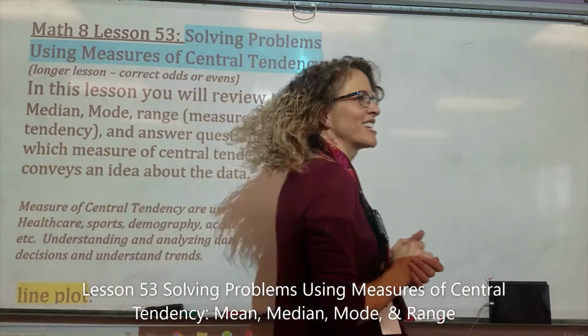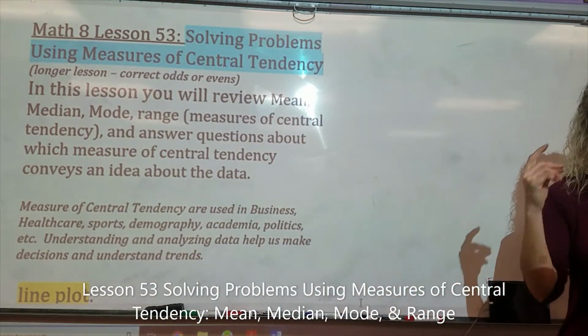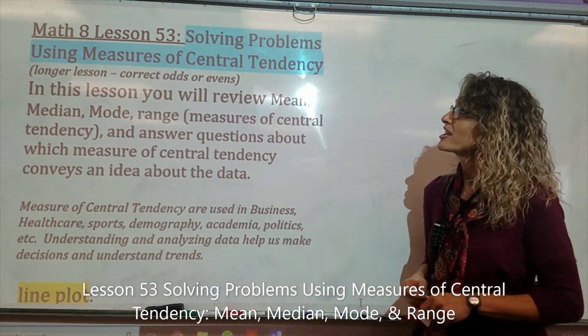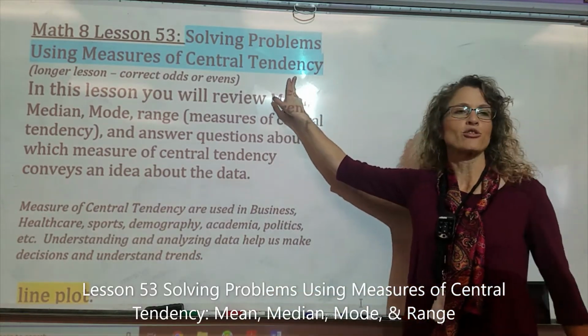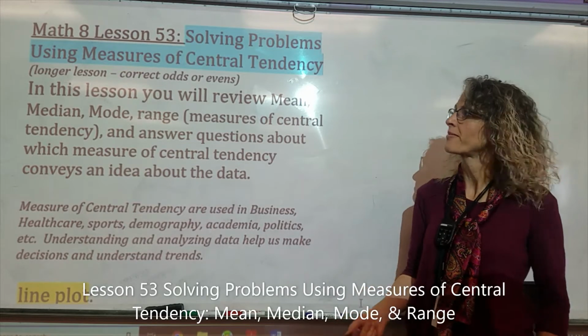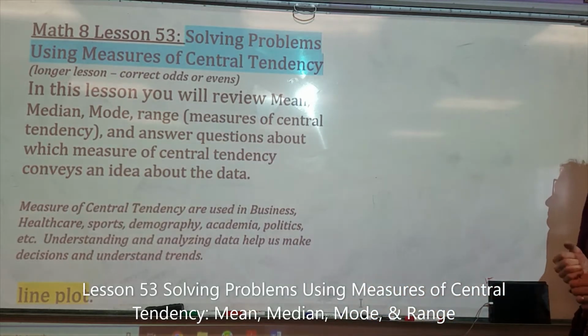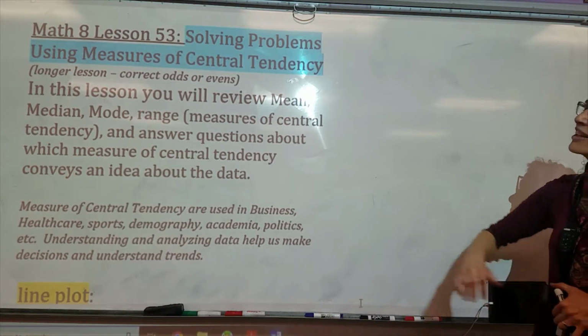Okay, today's lesson is 53. What's our title? 53. Our objective is solving problems using measures of central tendency. What's our objective? Solving problems using measures of central tendency. Very good.